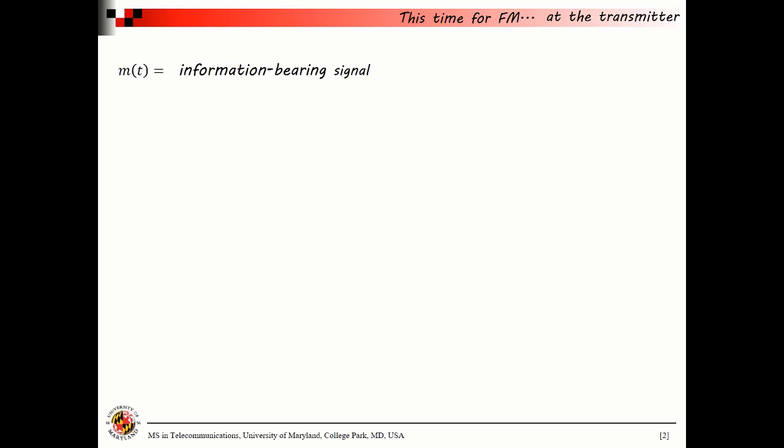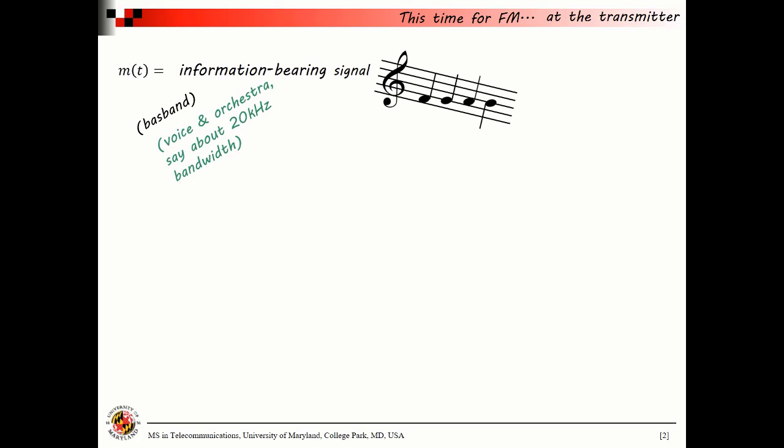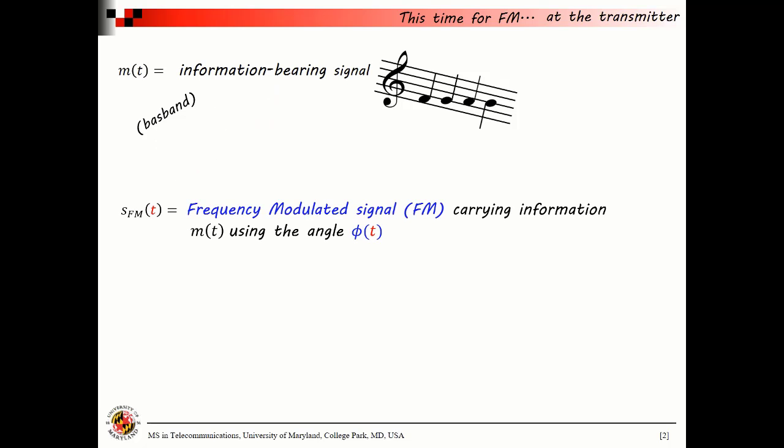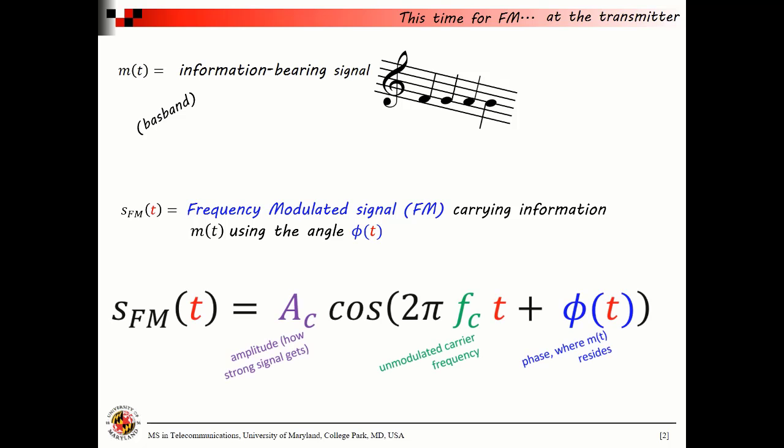Last time we did AM modulation. This time we're going to do FM modulation. m(t) is the information bearing signal, and that is usually baseband, and it can be anything, voice, music, anything you like. The frequency modulated signal will be carrying the information m(t) using the angle.